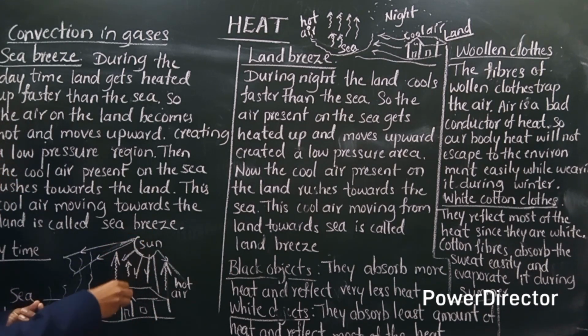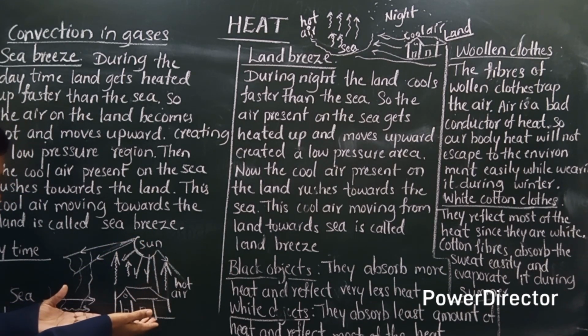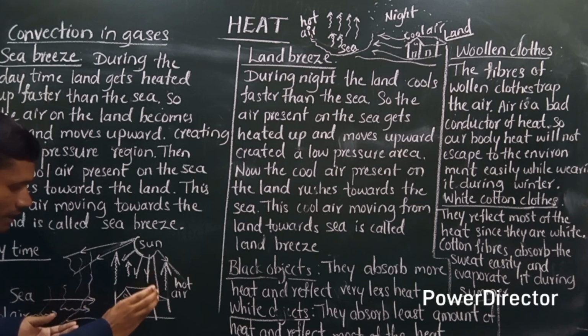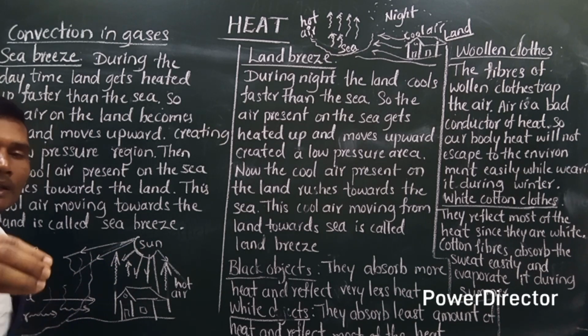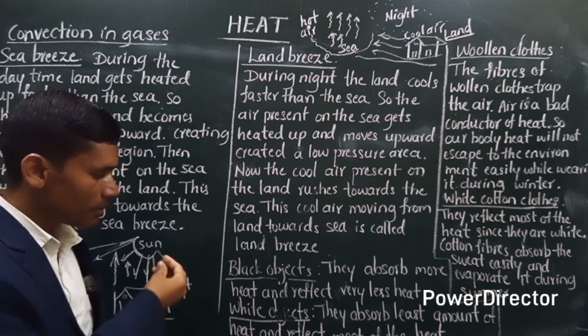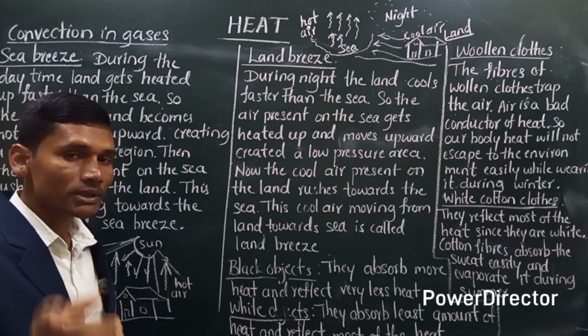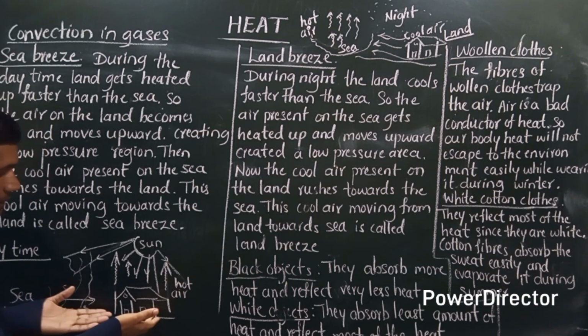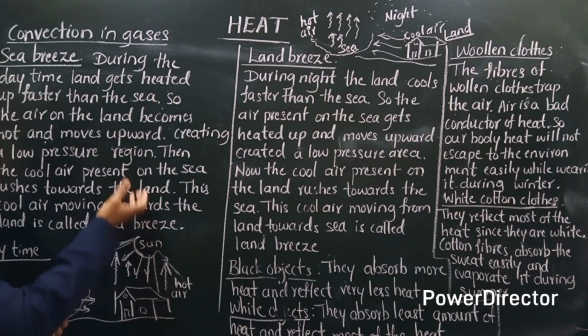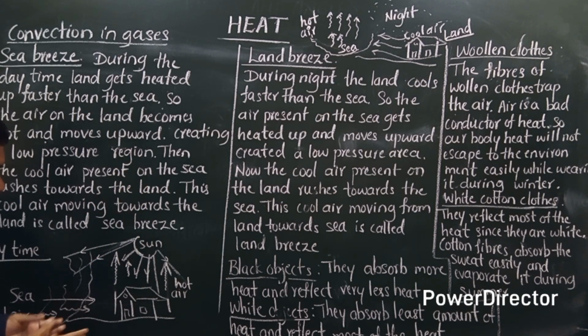So what happens due to the heat of the sun? Since the land is getting heated up faster, the air present on it also gets heated up and rises above, as we have learnt in the case of convection. This is an application of convection, that is, convection in gases. The air present on the land gets heated up and rises above.